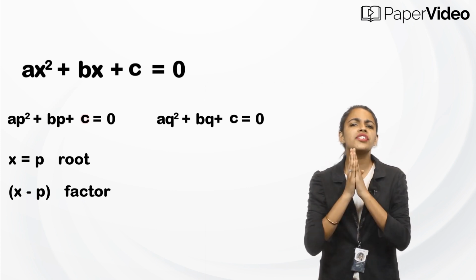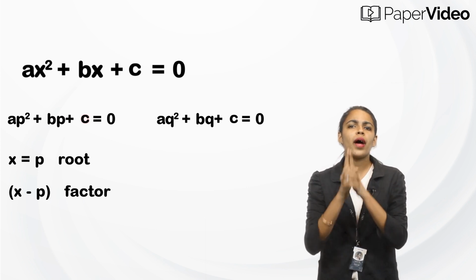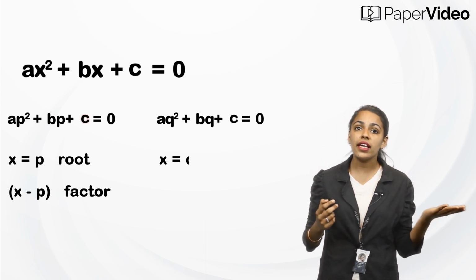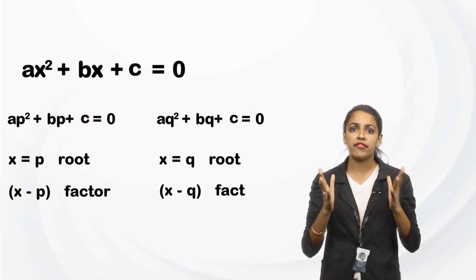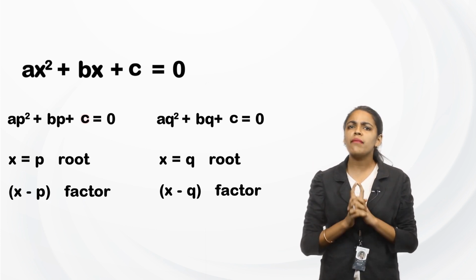Since the highest degree of the quadratic equation is 2, a quadratic equation always has two roots, p and q, where x - p and x - q are the factors of the quadratic polynomial. Let's solve an example to understand it better.